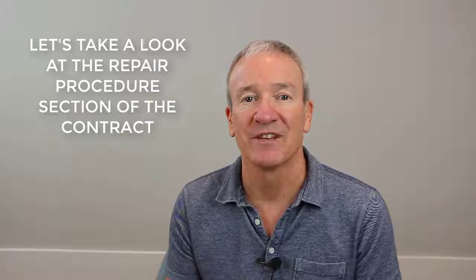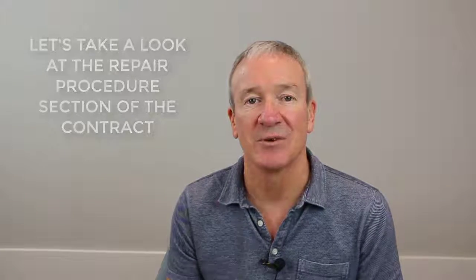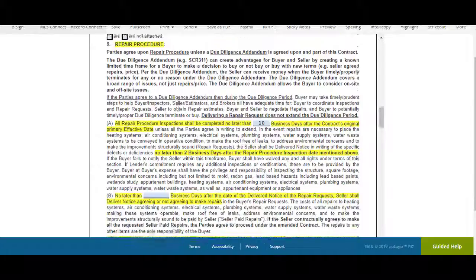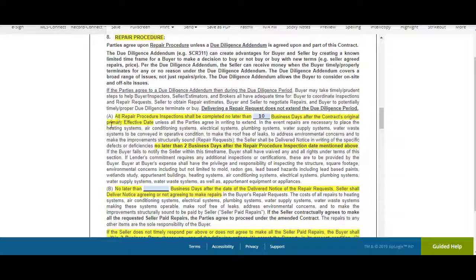Now that we understand the effective date, let's take a look at the repair procedure part of the contract. Repair procedure is Section 8 of our standard South Carolina contract. Some key points are: letter A, all repair procedure inspections shall be completed no later than blank business days after the contract's original primary effective date. In this example, we're using 10 business days. So barring a national holiday, 10 business days would be the same as 2 weeks. And we want to remember that this starts not from the date that the contract was presented, but by the effective date where everyone has agreed and signed off on the contract.